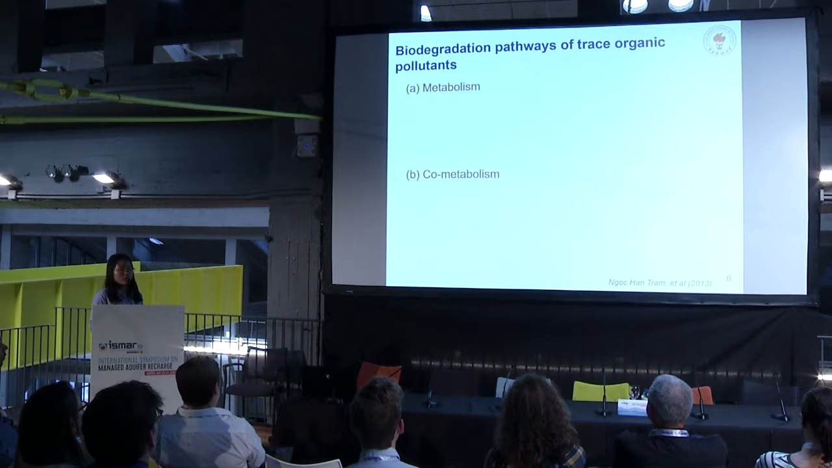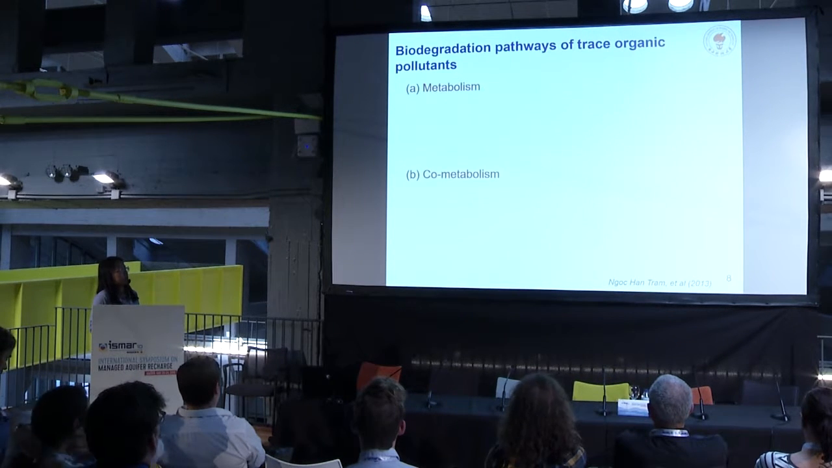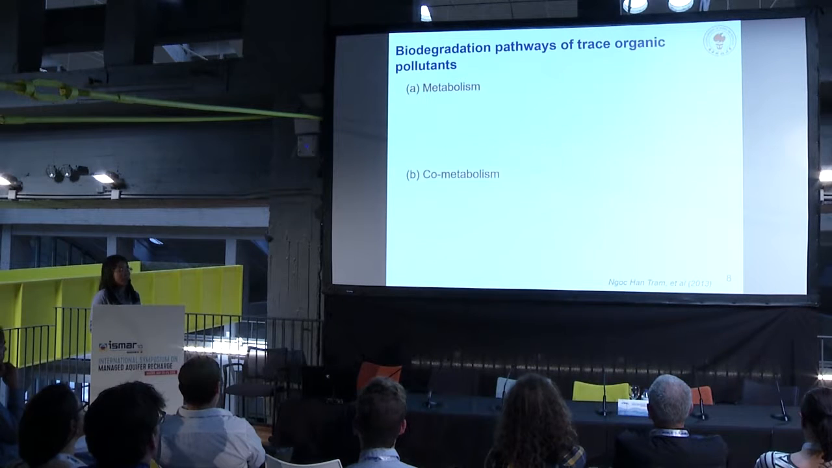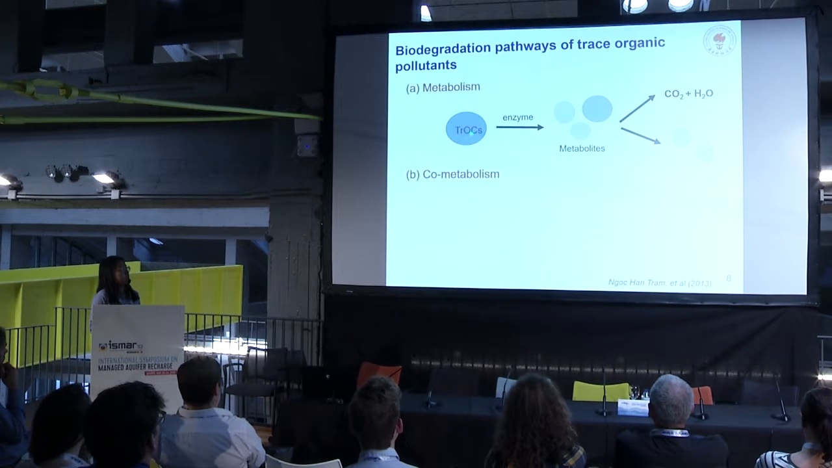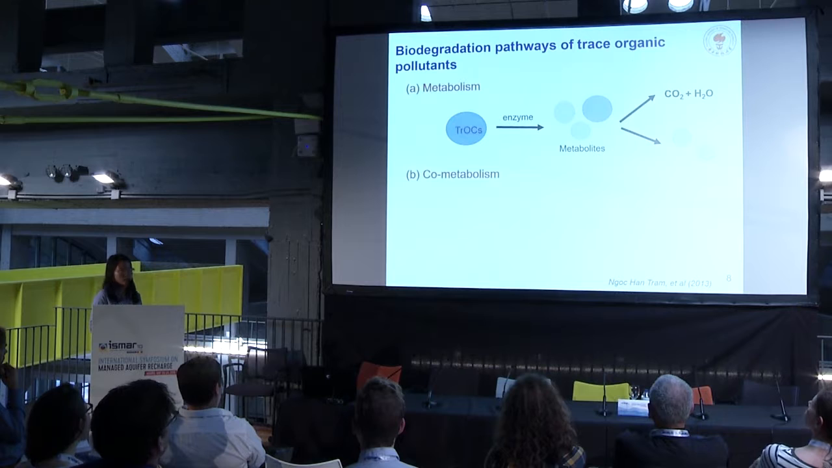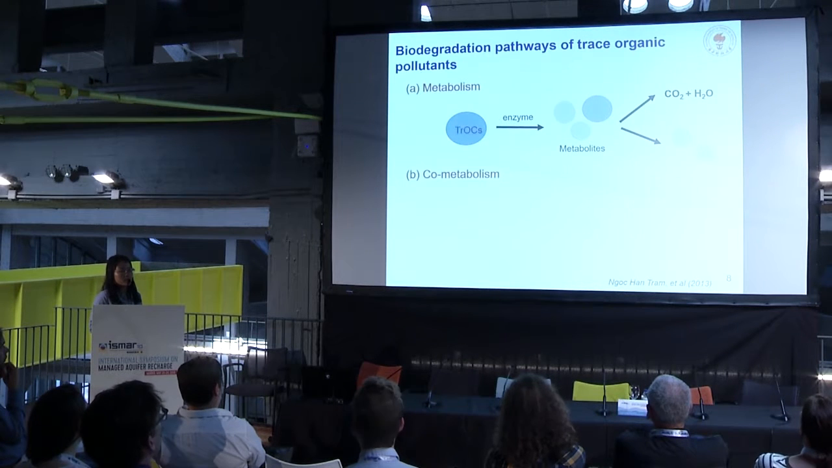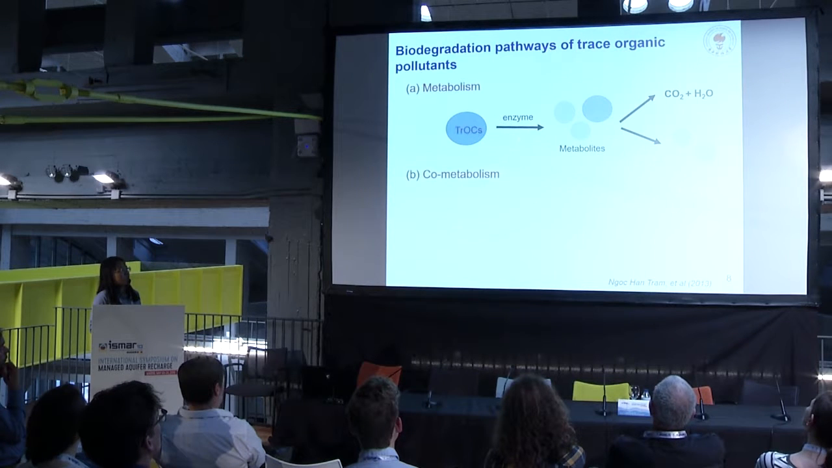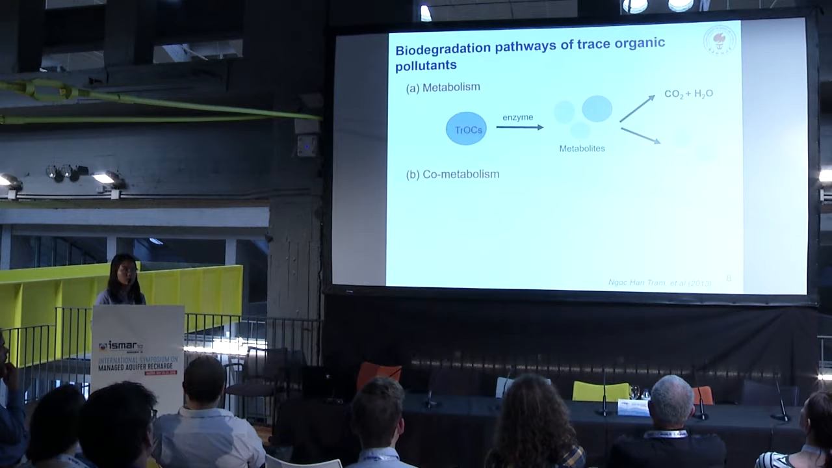But I'm not sure if all of you have a degradation background, so just briefly update a bit. Based on the references, there are 2 different pathways most commonly talked about in the papers: metabolism and co-metabolism. For metabolism, the trace organic carbon, in my case antibiotics, can be utilized by the bacteria directly. The antibiotics are used as a carbon source or provide an energy source for the bacteria to grow.